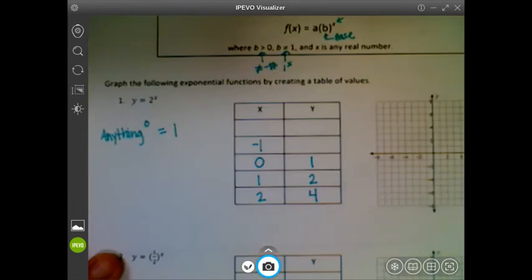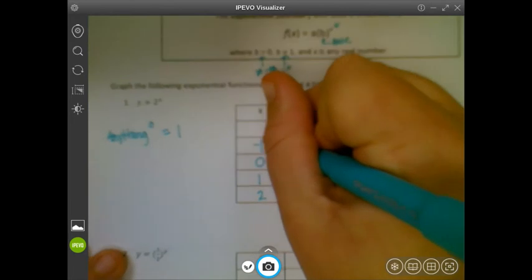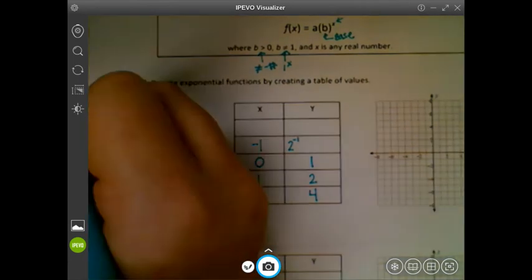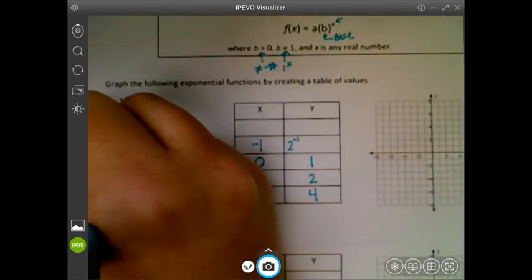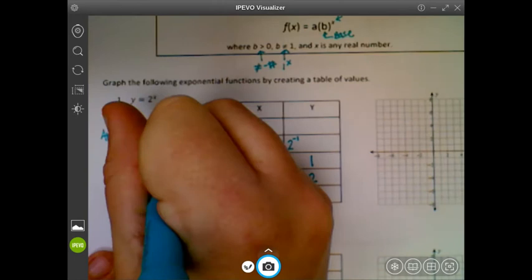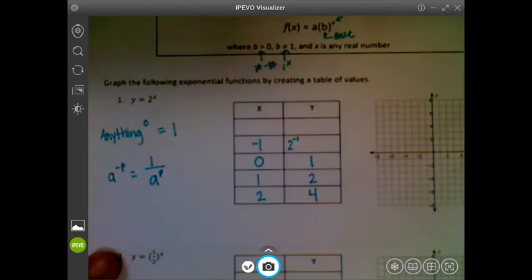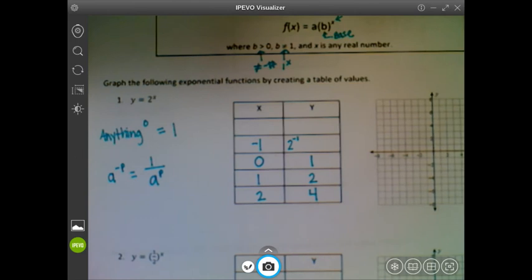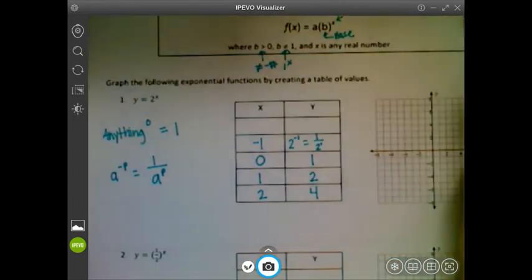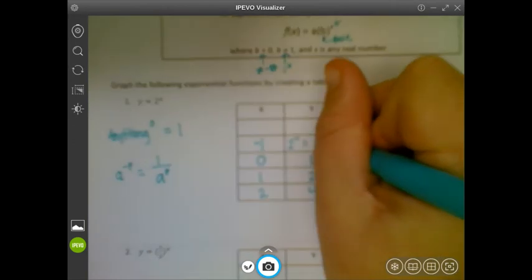Now we're going to talk about what happens when we get into the negatives. So we're going to put in -1. Here's what's going to happen. You're going to have 2 to the negative first power. And there is a rule that says if you have anything to a negative power, you can rewrite that as 1 over that thing, but to a positive power. That is the negative rule of exponents. You can change negative exponents to positive exponents and vice versa by putting them in the denominator of fractions. So if we have 2 to the negative first, this is going to be 1 over 2 to the first power, which is equal to 1 over 2, or a half.